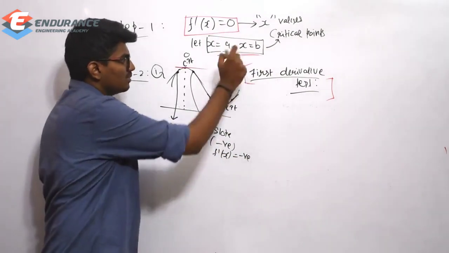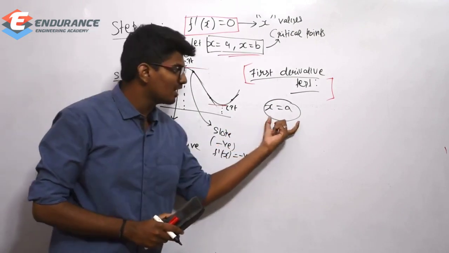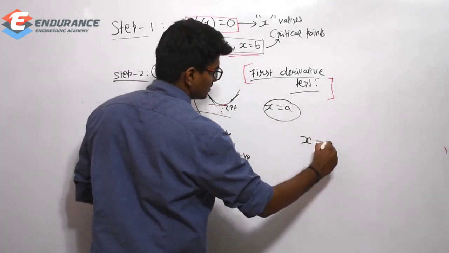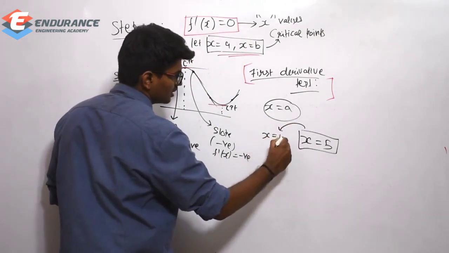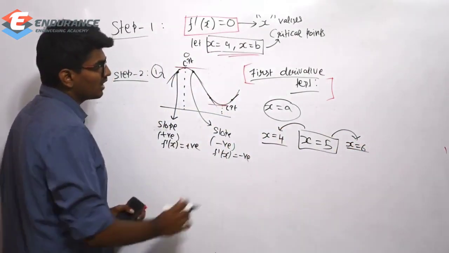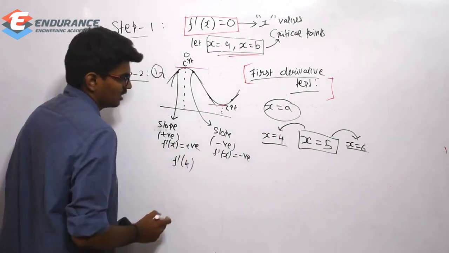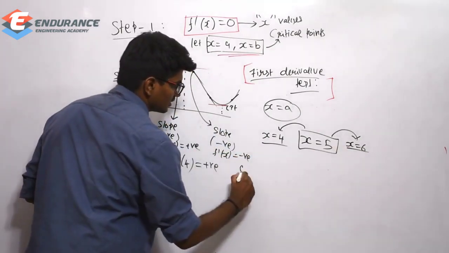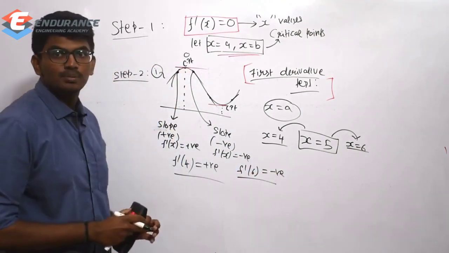You would have got a and b, right? Take x is equal to a. What you need to check is to take one value before x is equal to a. For example, if a is 5, take one value before it, x is equal to 4, and one value after it, x is equal to 6. If I substitute x is equal to 4 in f dash of x, that is find f dash of 4, and if it is positive, and f dash of 6 is negative, then we are sure that the point will be a maximum.